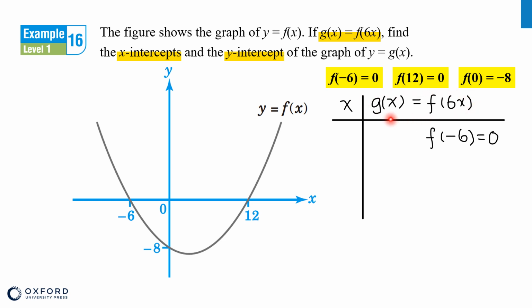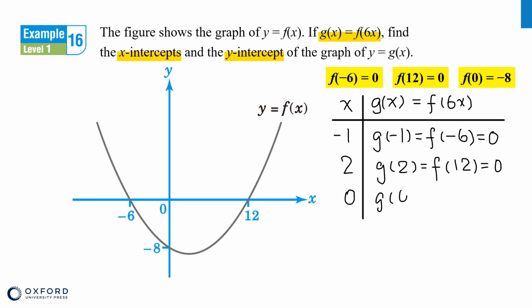As g of x is equal to f of 6x, g of what would be equal to f of -6? Yes, g of -1. g of -1 equals f of 6 times -1. That is f of -6, and it will be equal to 0. Similarly, g of what would be equal to f of 12? Yes, g of 2. g of 2 equals f of 12, and it is equal to 0. Finally, g of 0 equals f of 6 times 0, that is f of 0, so it also equals -8.